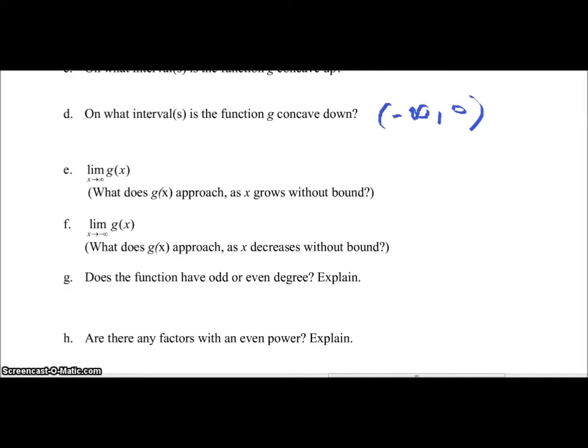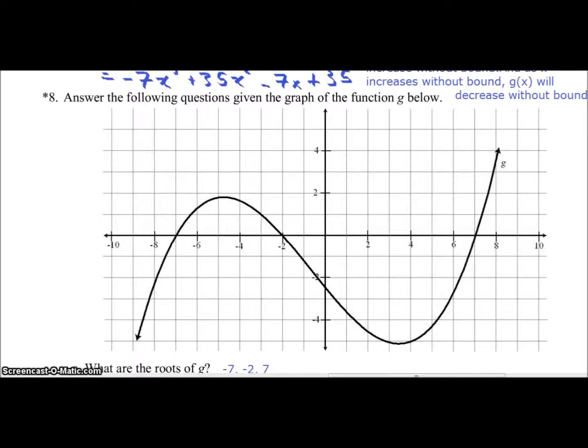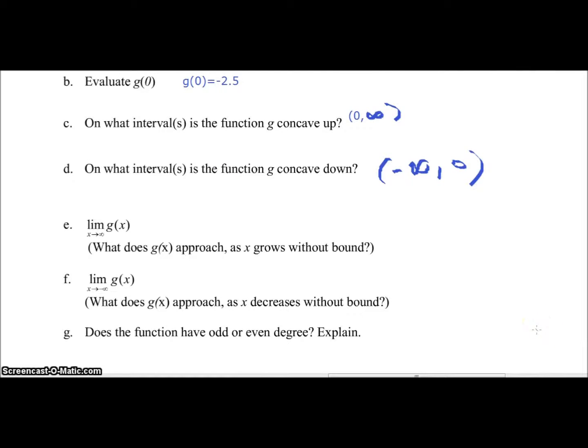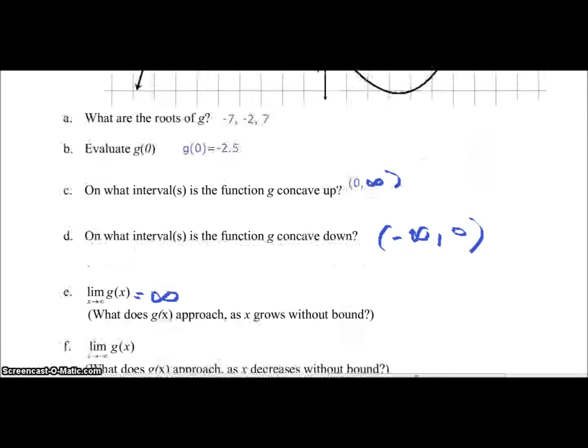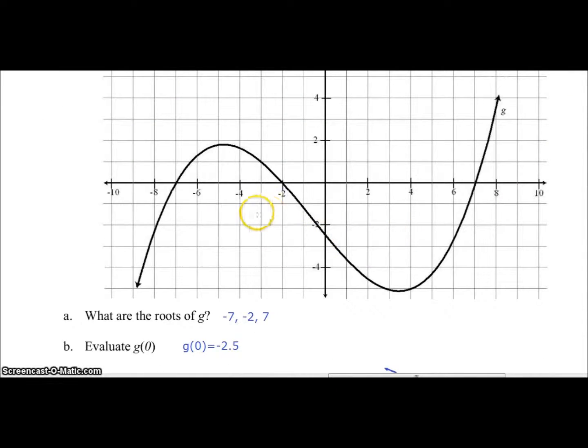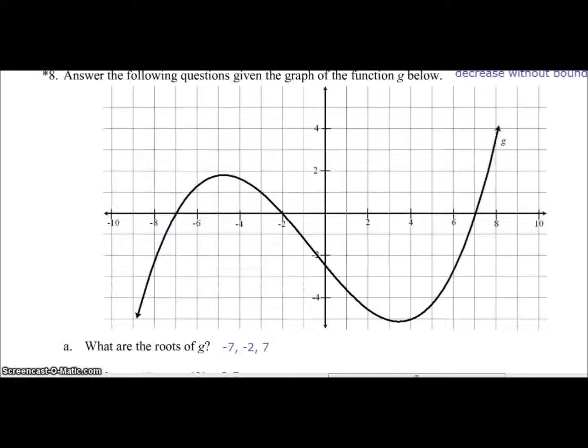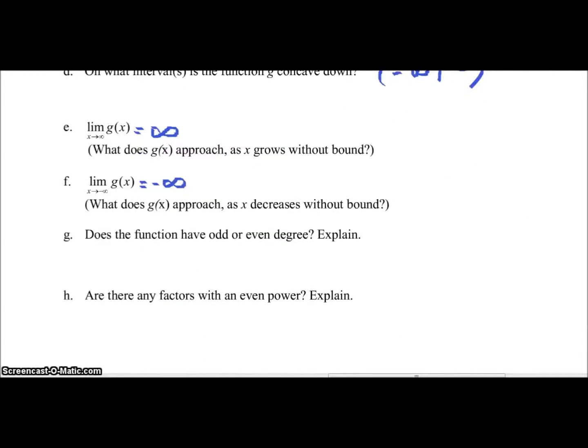So what's the limit as x goes to infinity of g of x? What does g of x approach as x grows without bound? We see that as x goes to infinity, this direction, g goes to infinity. Then what happens as we go to negative infinity? As x decreases without bound this way, g of x goes down to negative infinity. Anytime we go in two different directions, the values go in two different directions, it's odd.